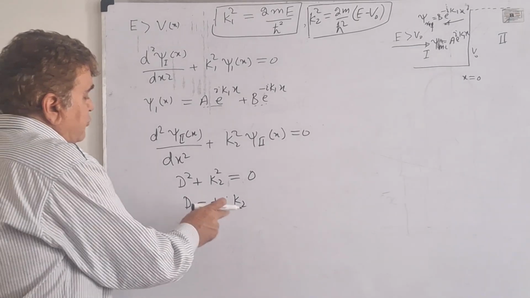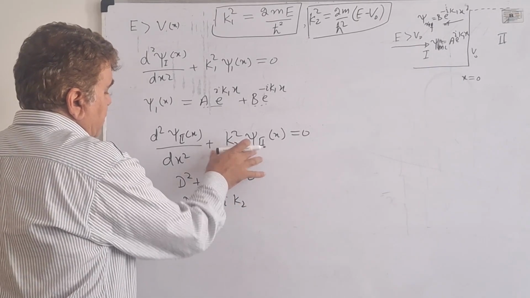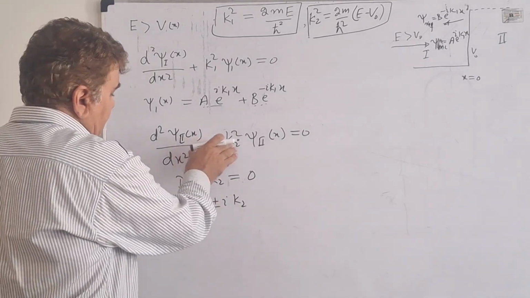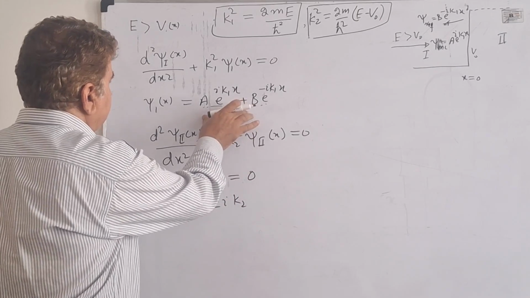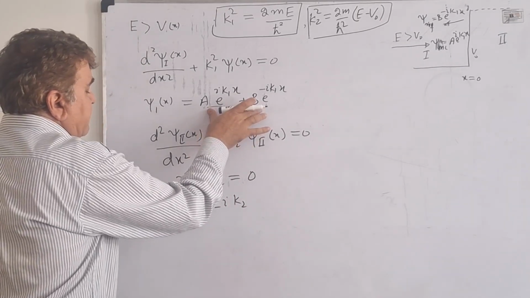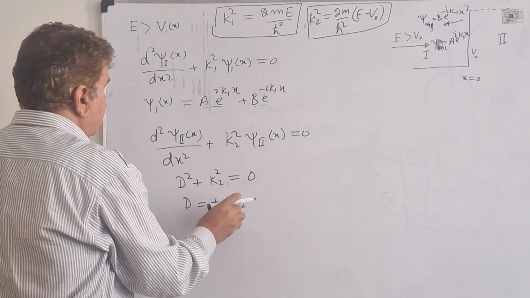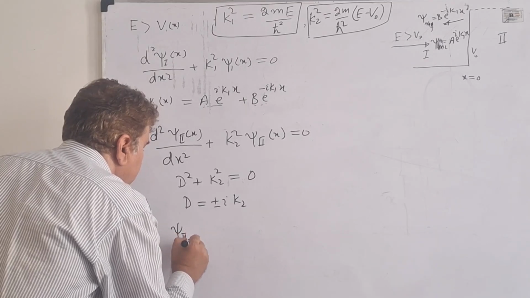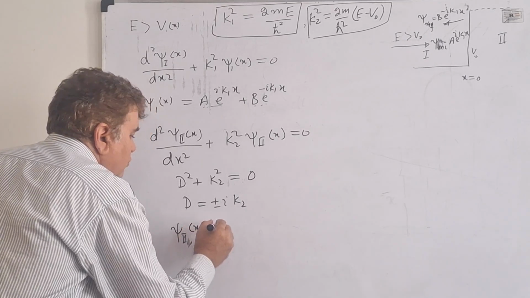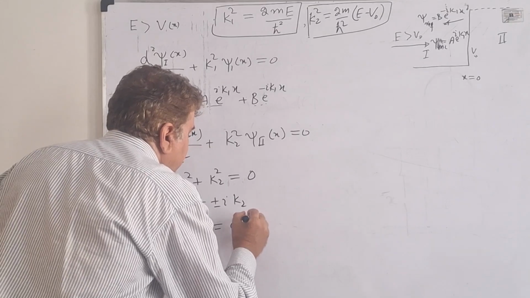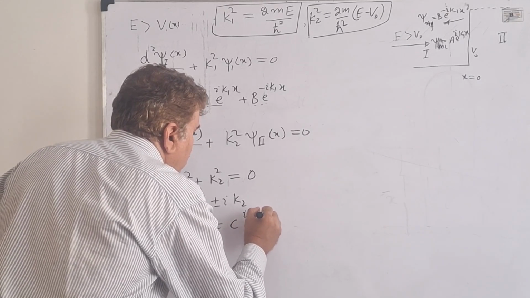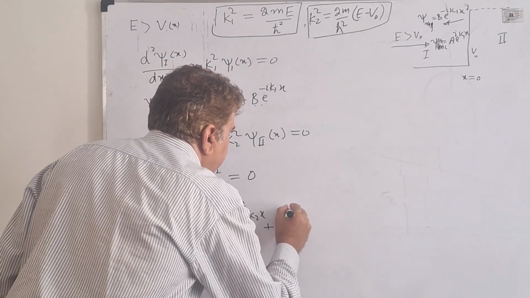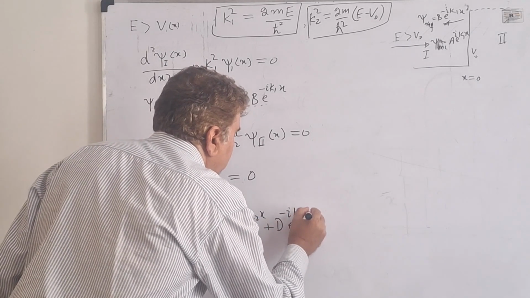That means we have two solutions to this equation, one for the positive root and one for the negative root, and the generalized solution should be a superposition of these two. So I write psi2 of x equal to C times exponent i k2 x for the positive value, plus D exponent minus i k2 x.